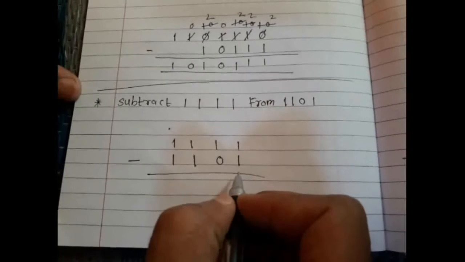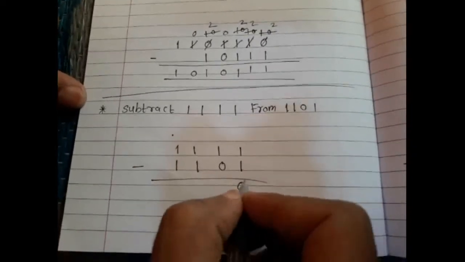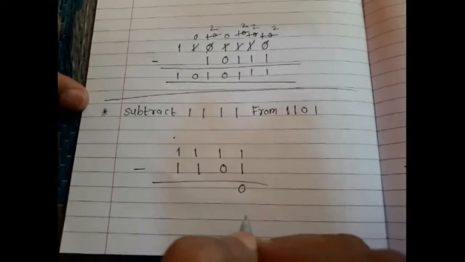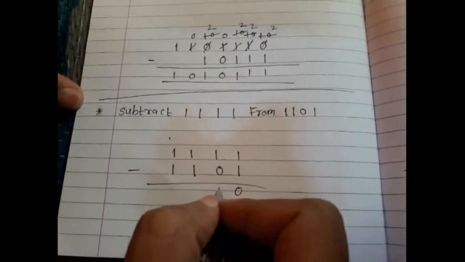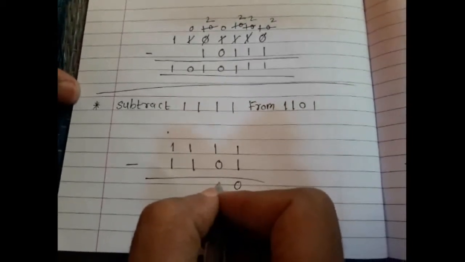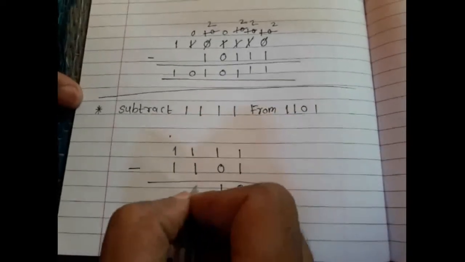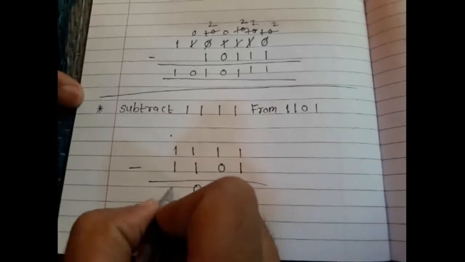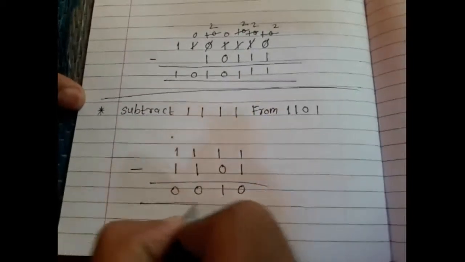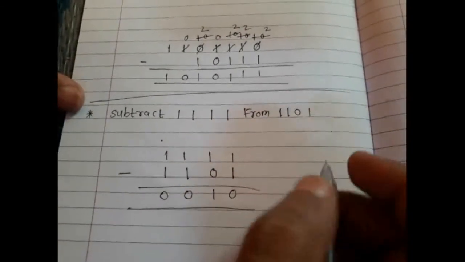1 minus 1 is 0 by the rules of binary subtraction. 1 minus 1 is 0. 1 minus 0 is 1. 1 minus 1 is 0. 1 minus 1 is 0. This is the solution of the binary subtraction.